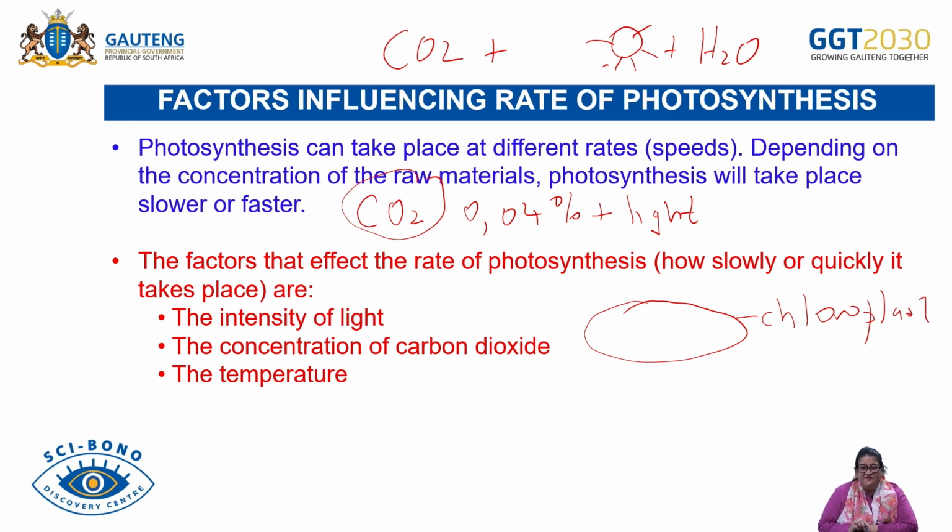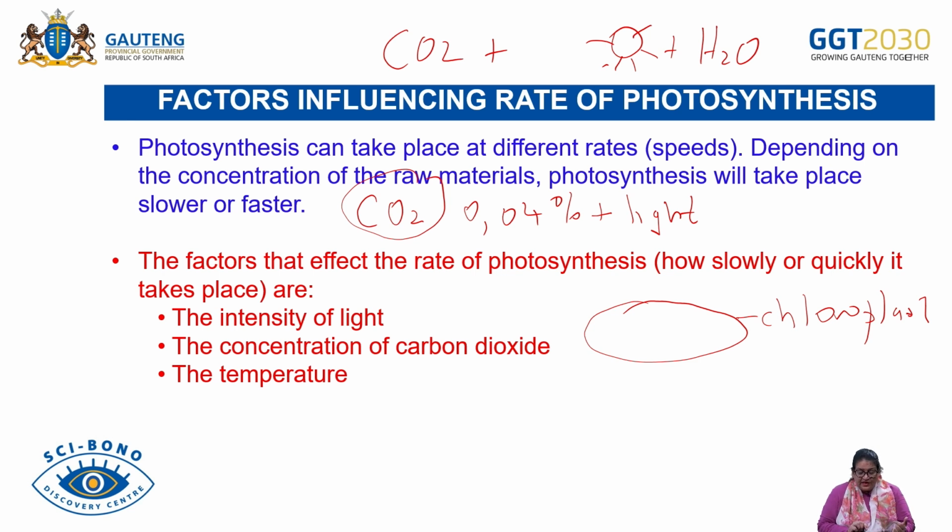The factors that affect, meaning what effect does this factor have on photosynthesis? The factors that affect how slowly or quickly it takes place are going to be the light intensity. Light intensity means how bright is the light or how dull is the light. If it's cloudy, it means the light intensity is dropping or decreasing. If it's a very bright day without any clouds, it means the light intensity is quite high.